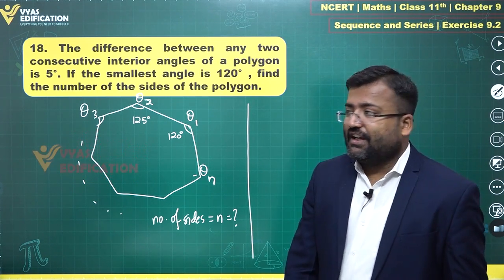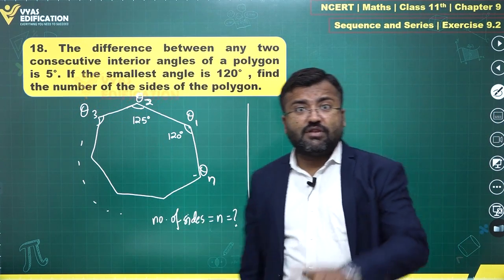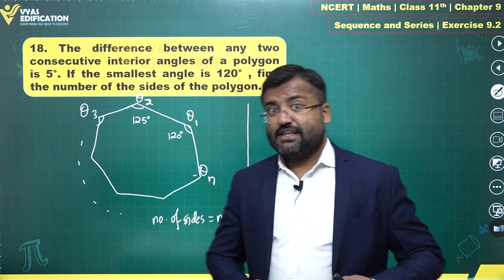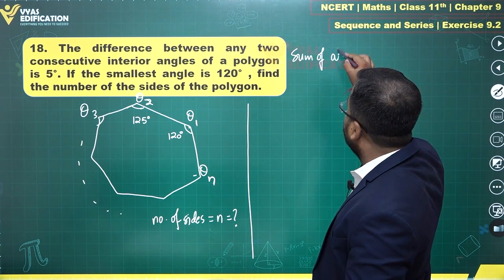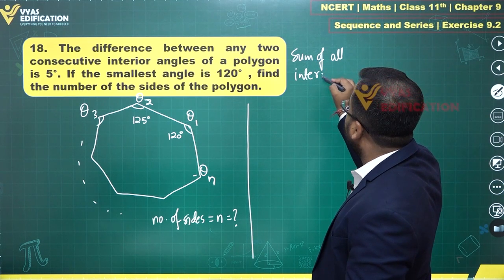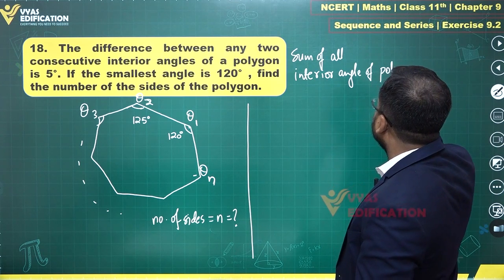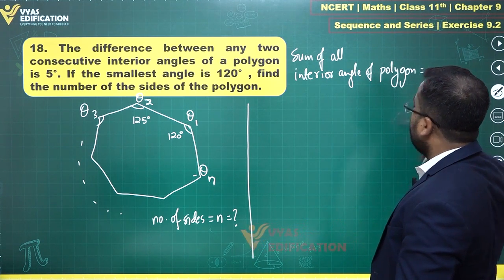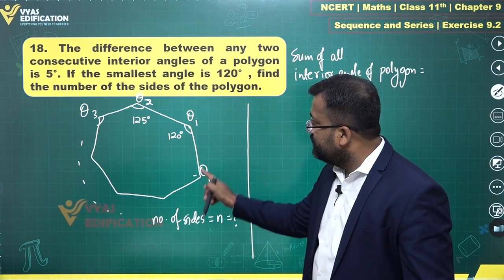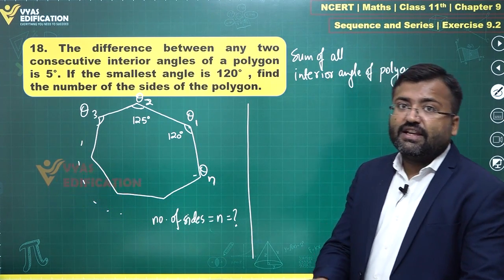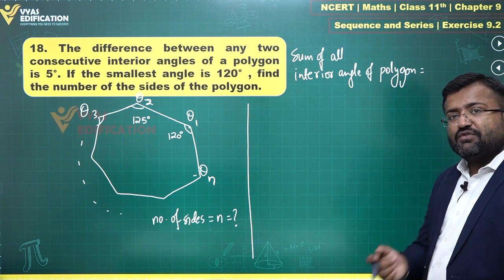But since it is a polygon, do we know the sum of interior angles from somewhere else? Not from arithmetic progression, but from some other concepts. Yes, yes. Sum of all interior angles of a polygon is equal to what? Various triangles, right? Any two sides will give a triangle, and any extra side will give another triangle. So what you'll have is n minus 2 times 180 degree.